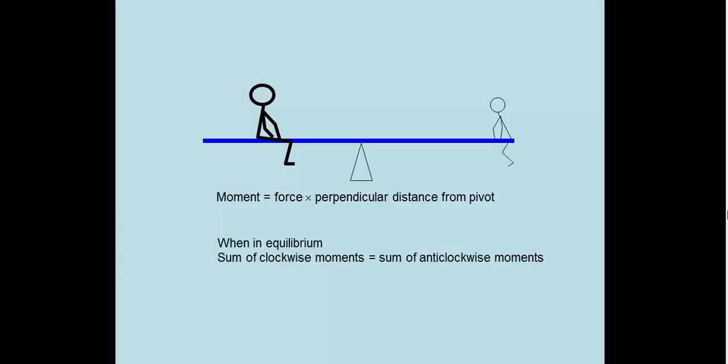When in equilibrium, the sum of the clockwise moments, in this case caused by this person turning the beam clockwise, is equal to the sum of the anti-clockwise moments caused by this person. That is known as the principle of moments. The weight here, multiplied by the perpendicular distance d1, will equal the weight here multiplied by this distance, giving us this expression.